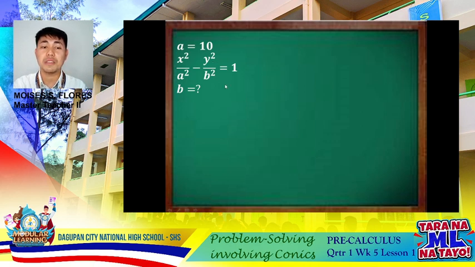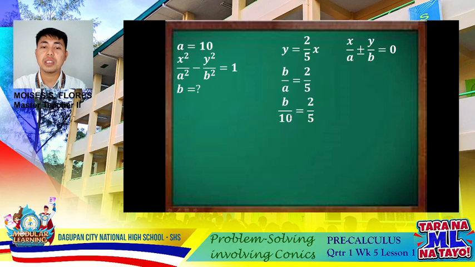From the given, a is already given. Another given here, guys, is of course the equation of our asymptote, which is 2/5x. Recall from our formula for dealing with an asymptote, it says here x over a plus or minus y over b equals 0. Now if you are going to rewrite the equation of the asymptote, it is represented by b over a equals 2/5. Now that a is given, your value of a is 10, so it's just a matter of substituting it, and then afterwards we need to cross multiply 10 and 2, then of course divide by 5. Therefore our value of b is 4.